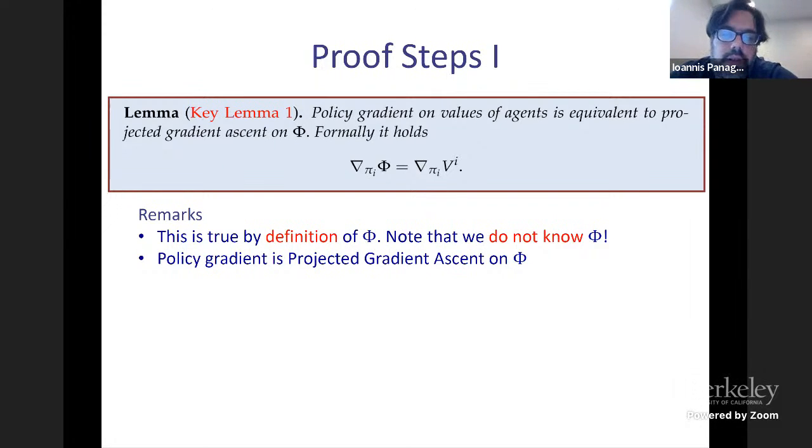So we don't know phi, but we know the V_i's, so we can run policy gradient on the V_i's, but this coincides with gradient ascent on phi.